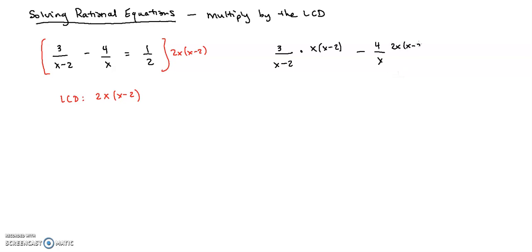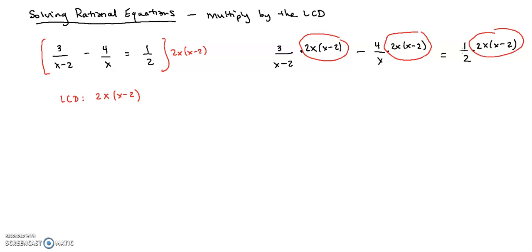2x, x minus 2. Oh, I left the 2 off here too. Sorry about that. Okay, we're multiplying by the common denominator. Equals 1/2 times 2x, x minus 2. Okay, so like before, you should see that every single term is being multiplied by our common denominator. Remember, whatever you do to an equation, you've got to do to both sides.